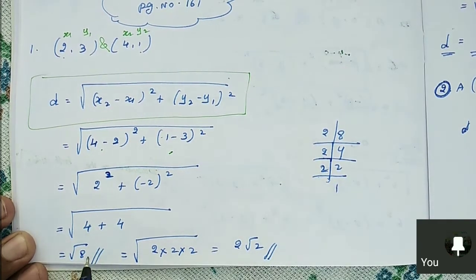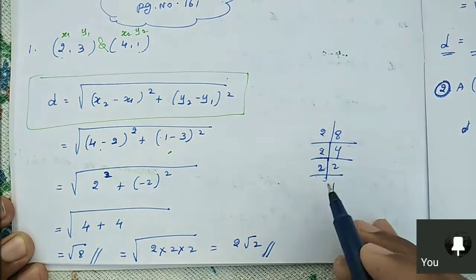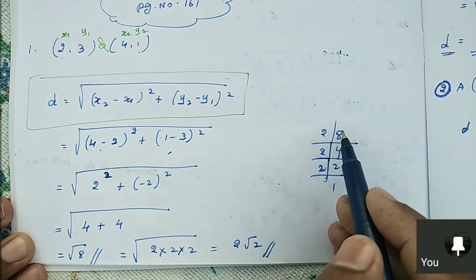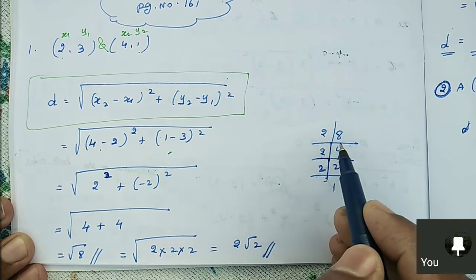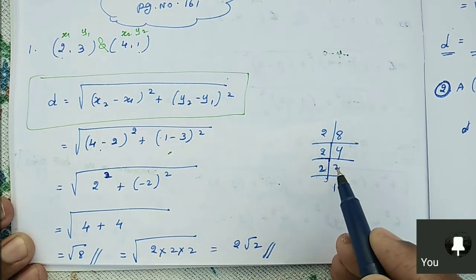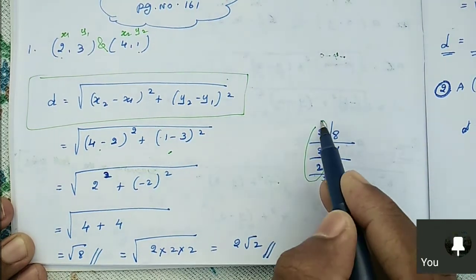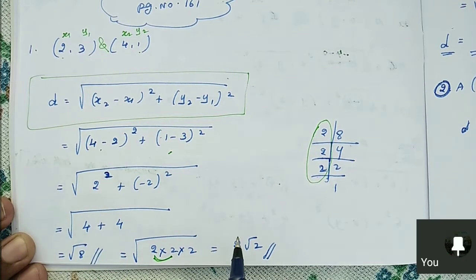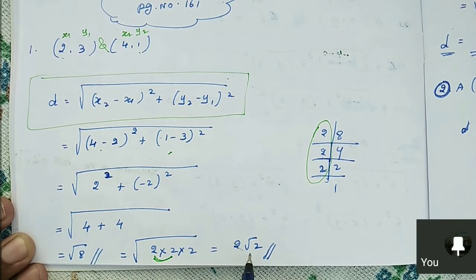Now we can find the factors of 8 by the division method. The least prime factor of 8 is 2, so I can divide by 2. 2 4s are 8, remaining 4, 2 2s are 4, 2, 1. So we can write 8 as 2 into 2 into 2. So we can take 1 pair, right? Among the pair, you will take 1, 2 outside. So 2, and the remaining 1, 2 should be there. So 2 root 2 is the answer. Are you all clear?